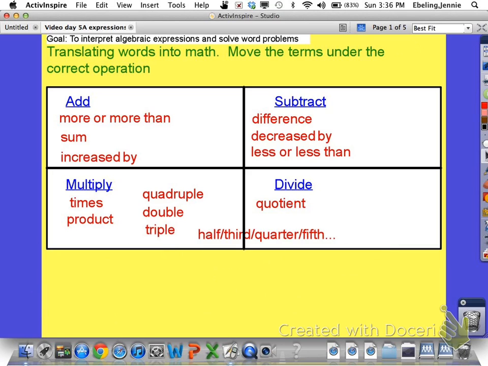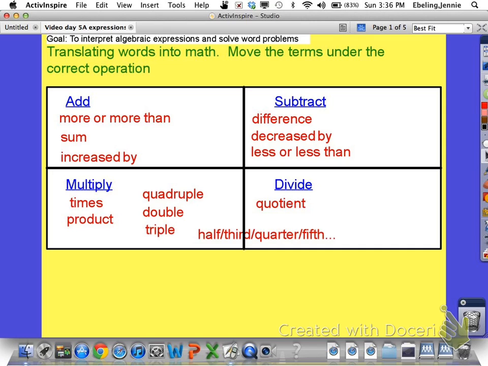Okay, take a look at where I put the words and compare it to your work. We have add: more or more than, sum, increased by. There are other words, but these are just some of the common ones that we run into that mean addition. Subtraction, we have difference, decreased by, less or less than.